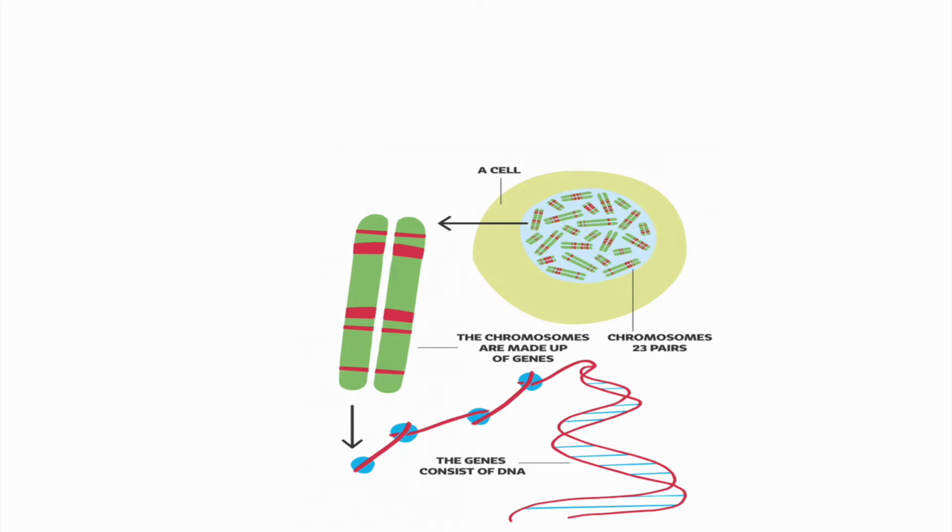This is a picture of one cell from our body. There is a nucleus inside. The nucleus contains 23 pairs of chromosomes or 46 chromosomes. You also see a structure of a chromosome. The chromosome is made up of genes, and genes are further made up of DNA. Easy? Right.